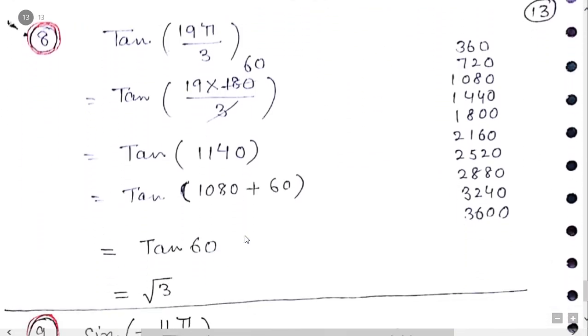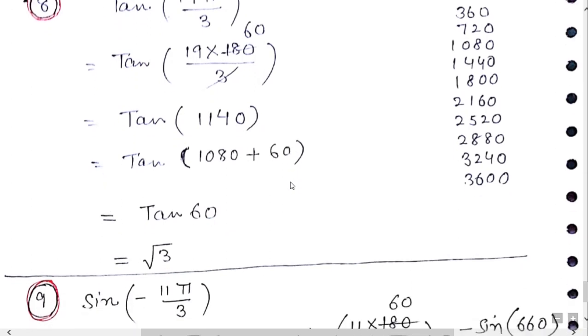Again it is the same question. Simply insert the value of pi, and it is 1140. Then 1080 plus 60. 1080 is equivalent to 0 degree, and convert it into tan 60 because this value is equivalent to 0.